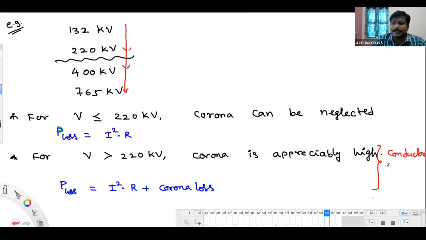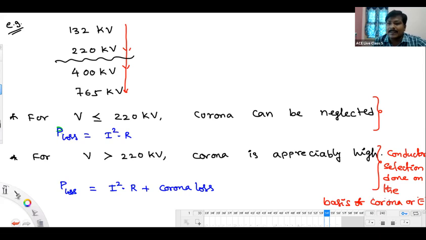conductor selection done on the basis of corona, or you can say electric field intensity. Whereas for voltage levels less than or equal to 220 kV, is it required to consider corona? No, we need not consider corona. If we need not consider corona, on what basis will we select the conductor size? Anybody? In the previous class also we have discussed.